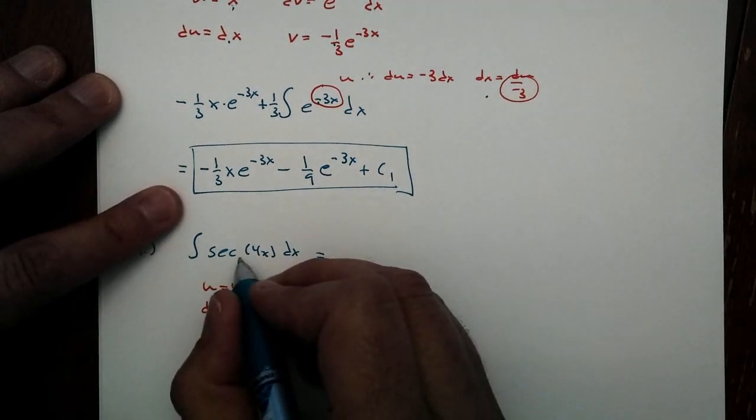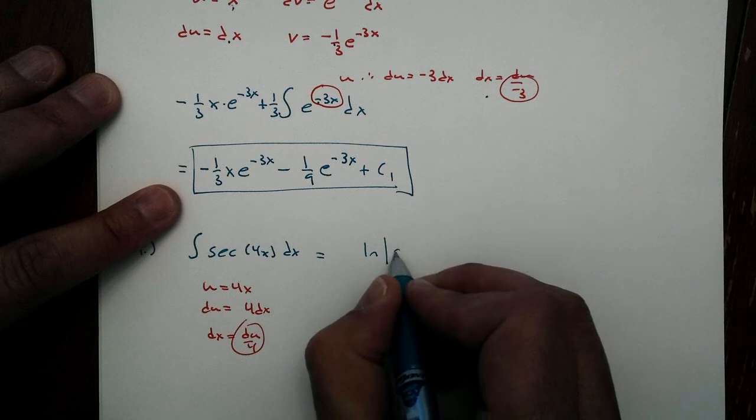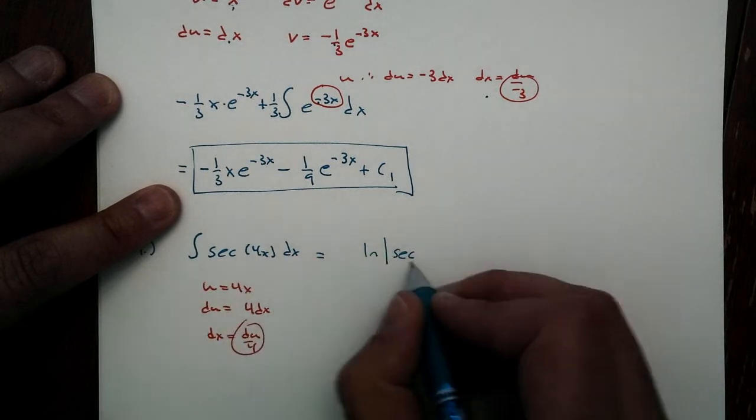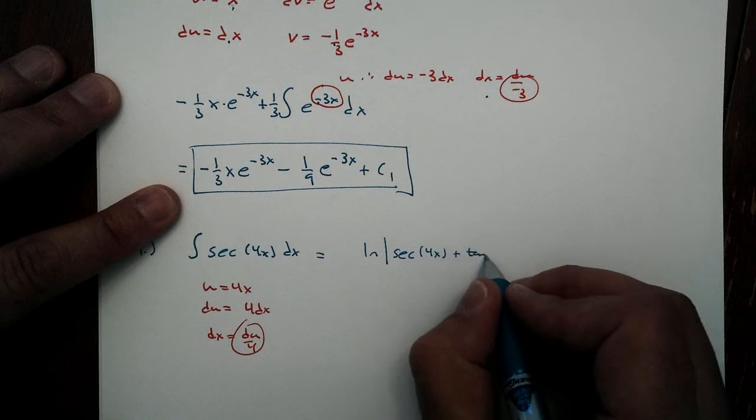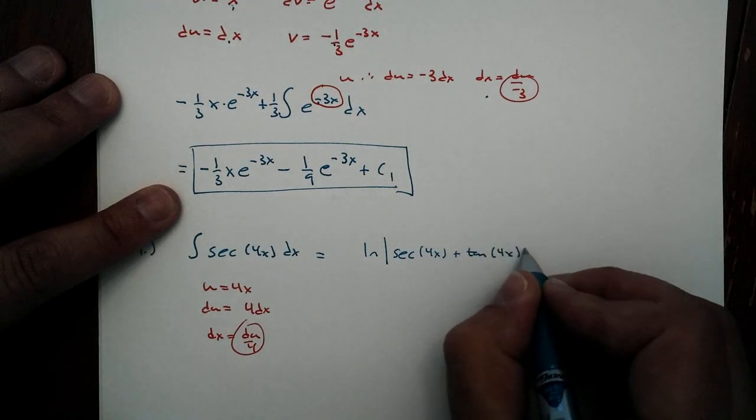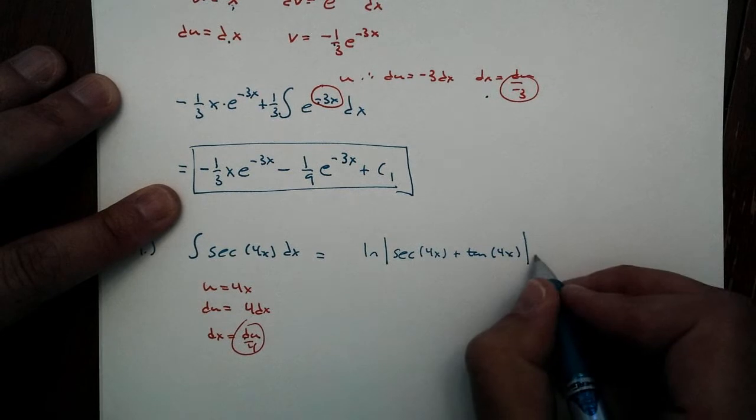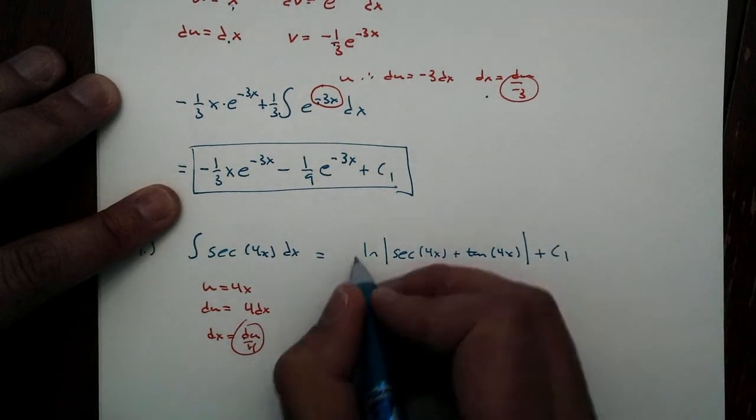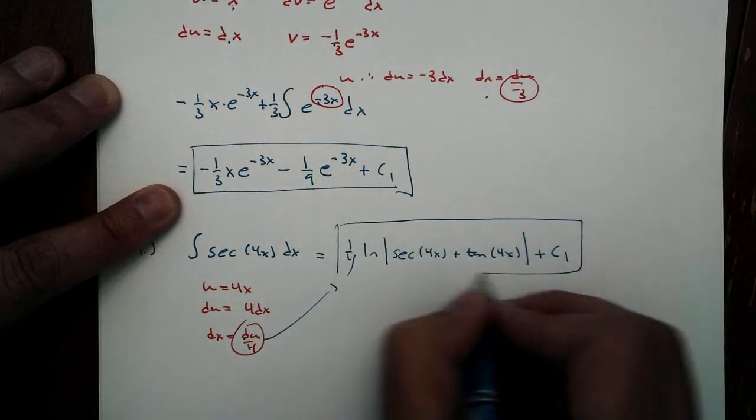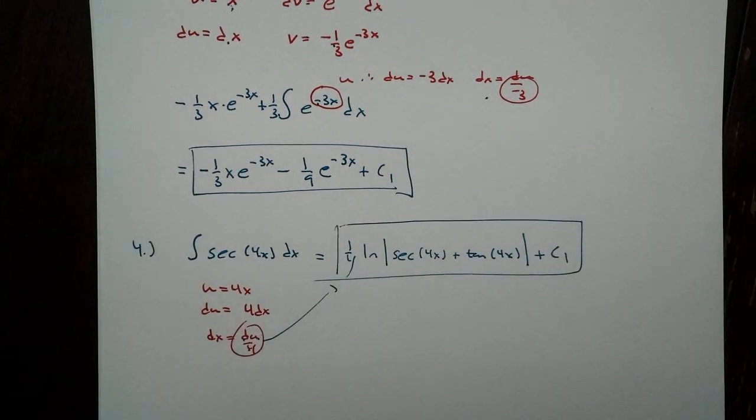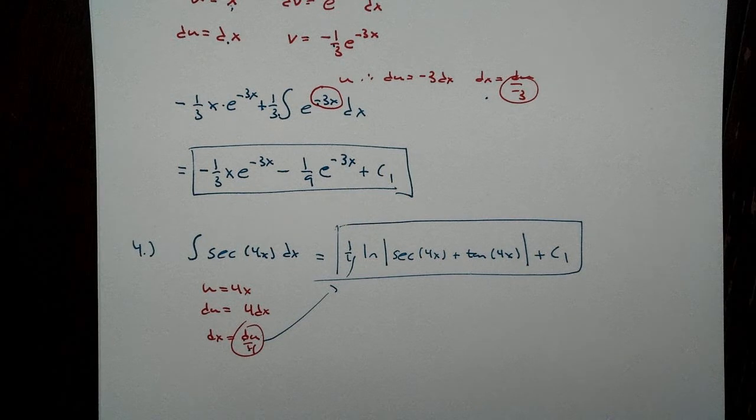So the antiderivative of secant is natural log of the secant of u, which we said u is 4x, plus the tangent of u, which again we said was 4x, plus C1. Now don't forget we are dividing by 4, so don't forget about that. And there's your final answer right there. See, these go pretty quickly.